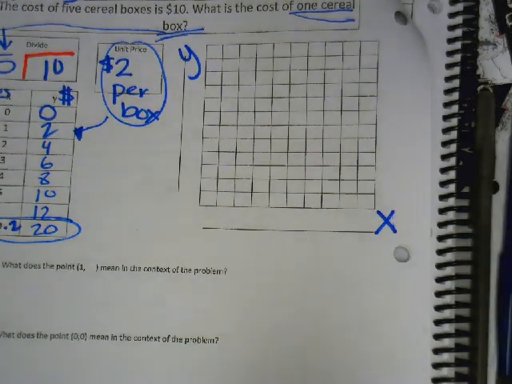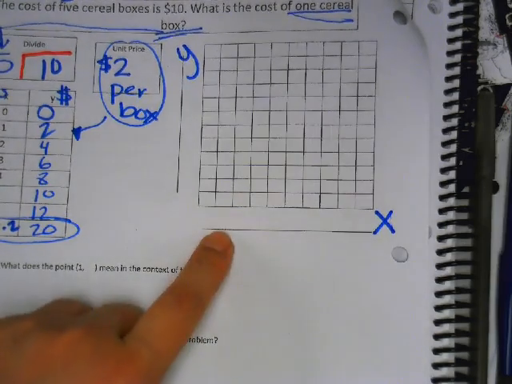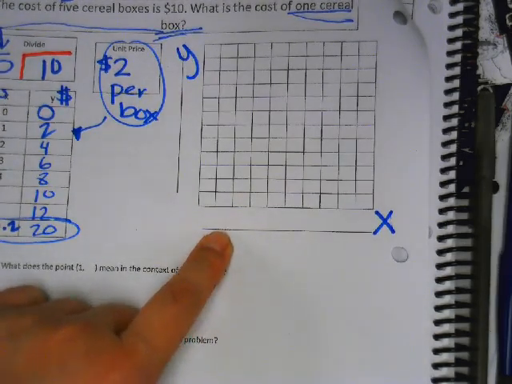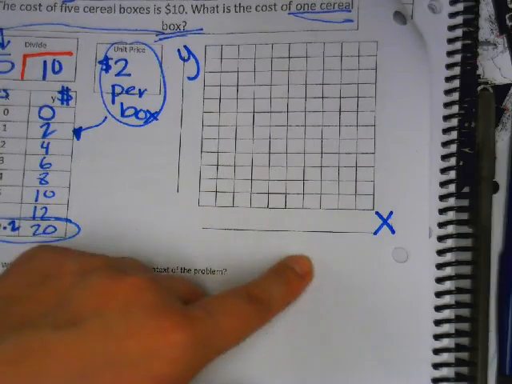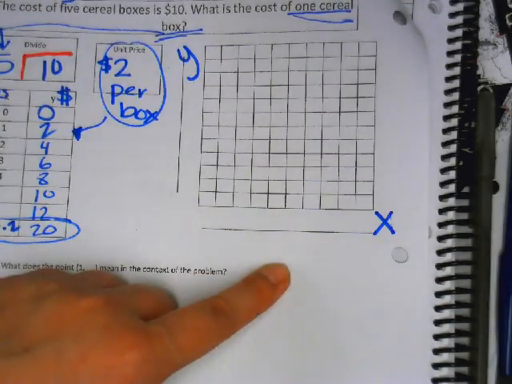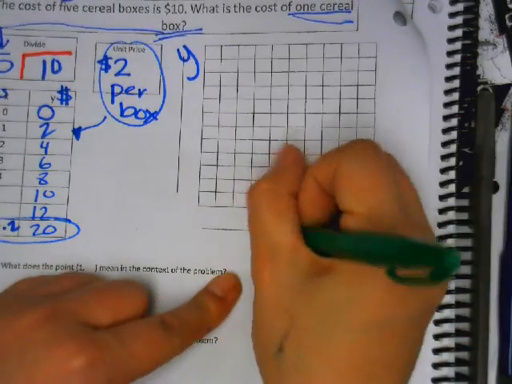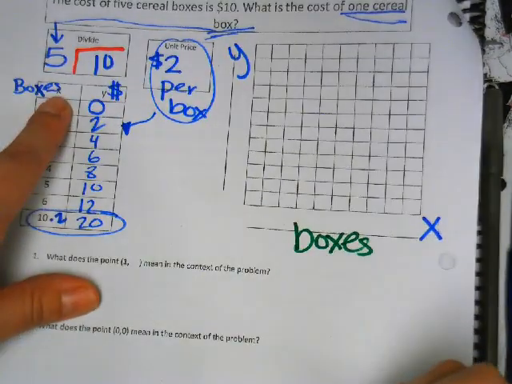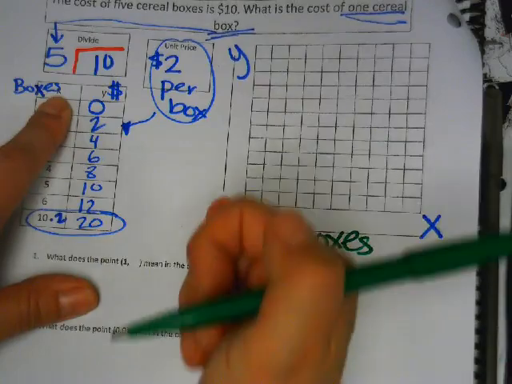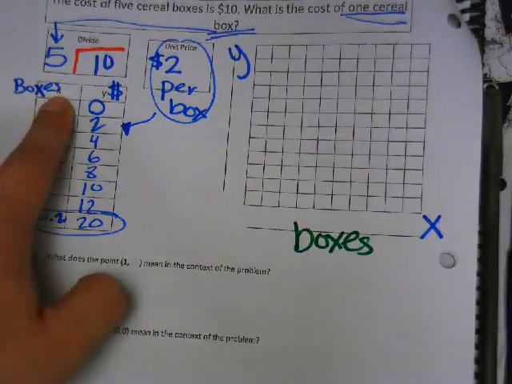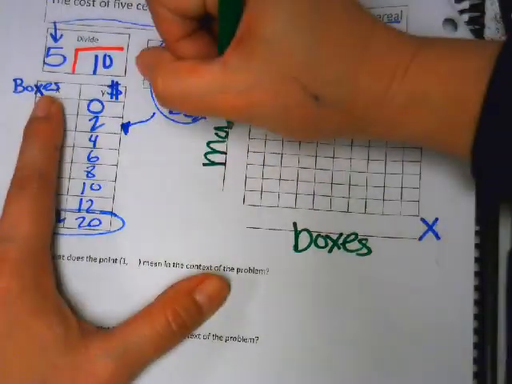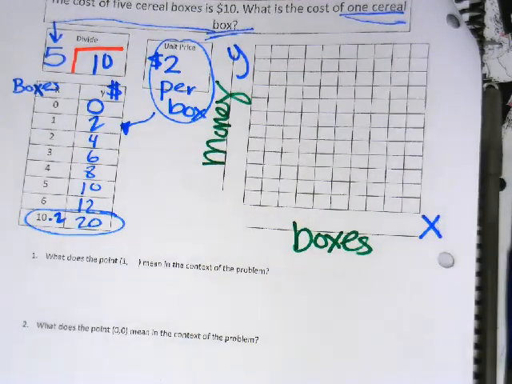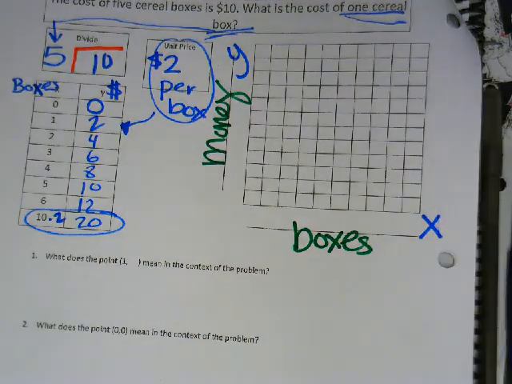All right. So if this is my X, I'm going to label this line what? What are these numbers going to represent? Boxes. Because X is your boxes. So what am I going to put as my Y? Money. Don't go ahead of me. I'll let you know when to speed it up.